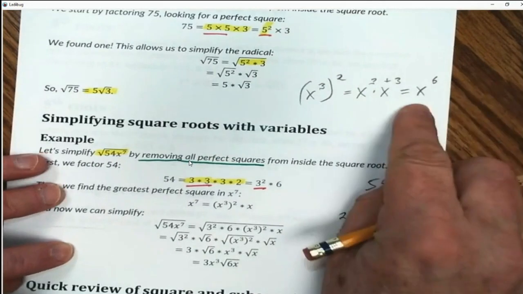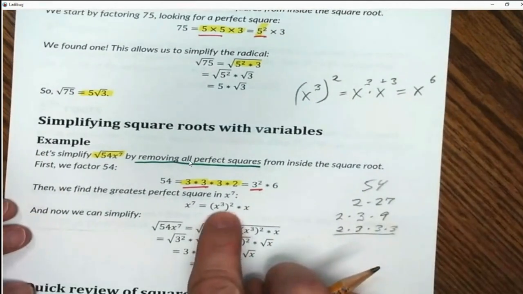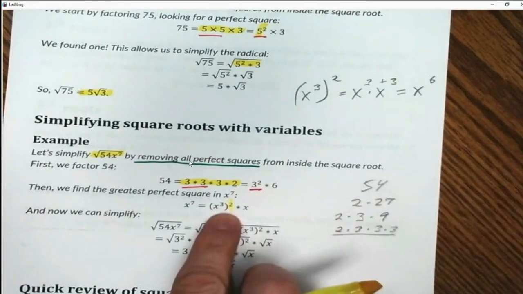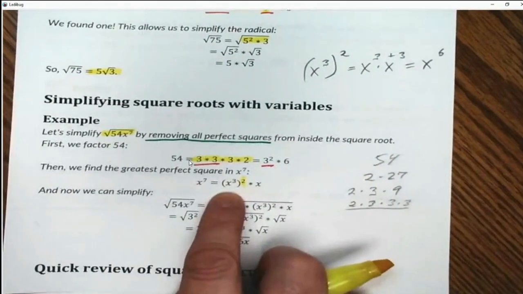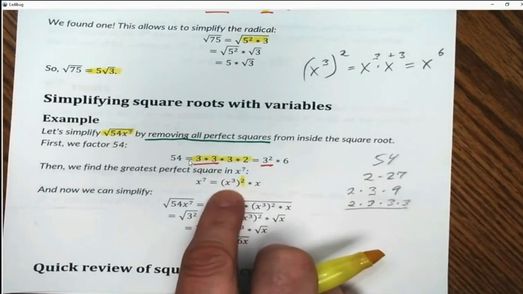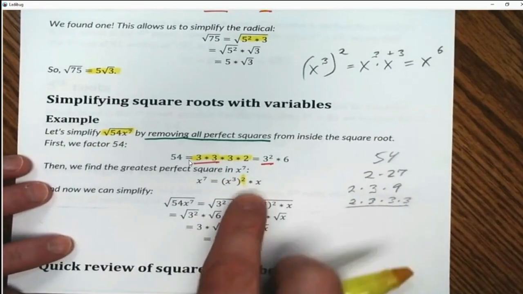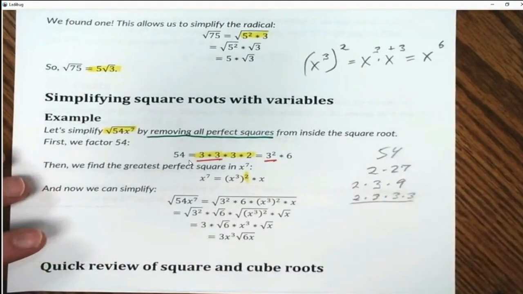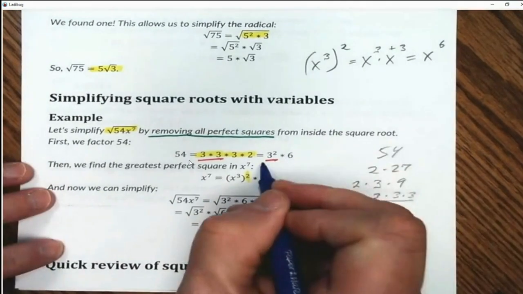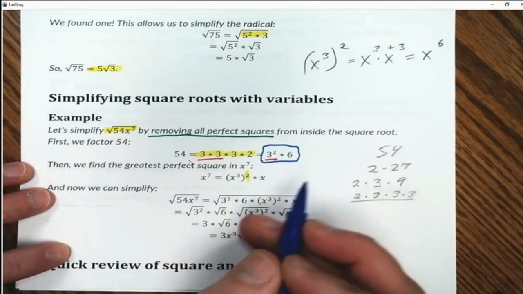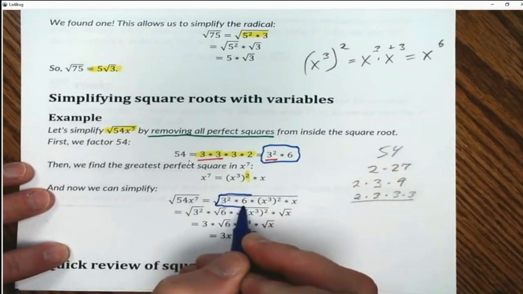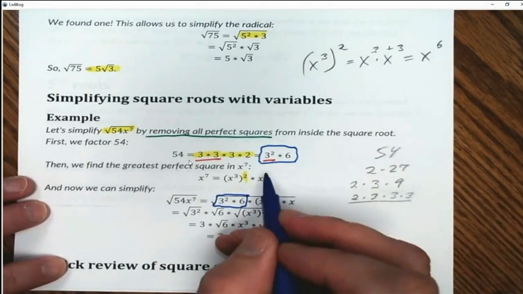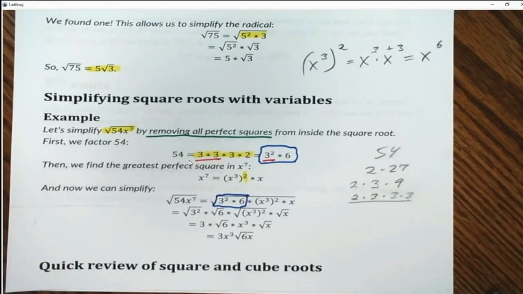See, so we rewrote x to the 6th as a square because we want to be able to find perfect squares. x to the third squared is a perfect square. And then we have an extra x. So combining everything we got here, we've got this 3 squared times 6. That's the first part underneath the radical. Then the second part we have, I'm going to do that separate over here.